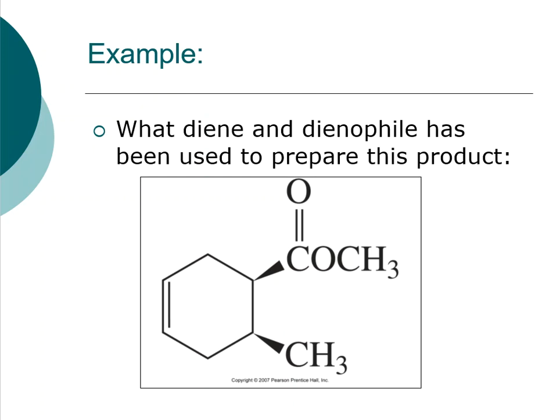So before you hit play on the next video, can you figure this out? If this is our product, how do you rip this product apart in order to get the proper diene and the dienophile that has been used to make this product? A lot of people are okay with this when they see it the first time, but see if you can figure it out. And then once you think that you've figured it out, hit play on the next video and double check your answer. See if it's true. I'll see you then. Good luck.